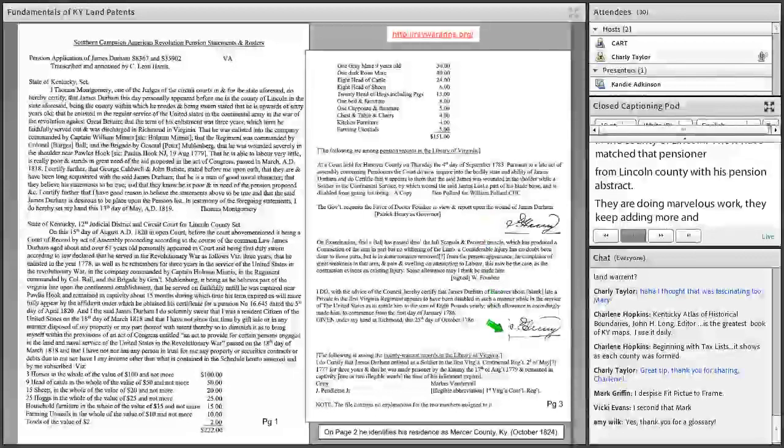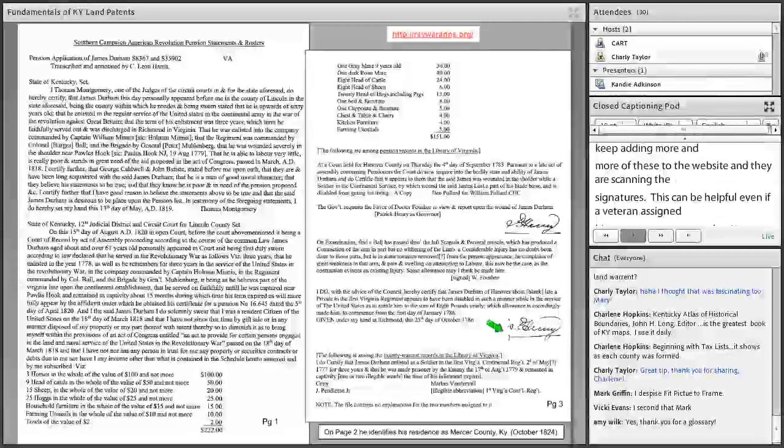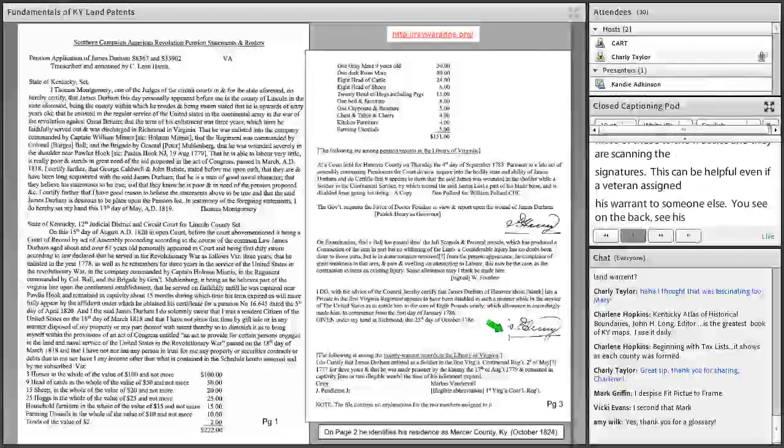This can be helpful, even if a veteran assigned his warrant to someone else. You see on the back, you see a signature. You can take a signature and match that to a marriage bond and determine if that was indeed the same person. We've had at least one person be eligible for the Sons of American Revolution because his ancestor did not keep his revolutionary warrant. He sold it, and the signature matched a marriage bond for one of the children. So they were able to accept that. On page 2, he identifies his residence as Mercer County in his pension abstract. So we know that Mr. Durham did not stay in Lincoln County. He moved to Mercer County.